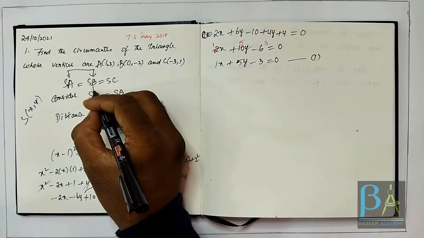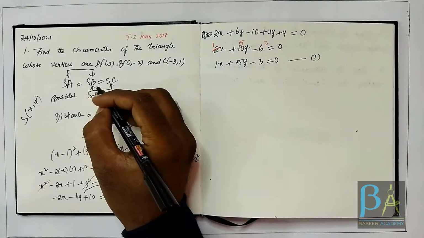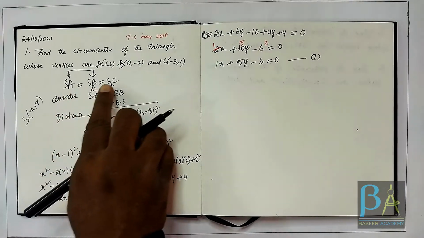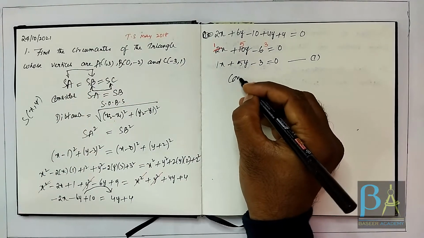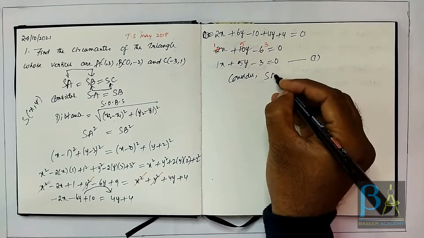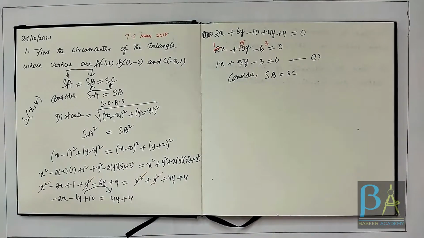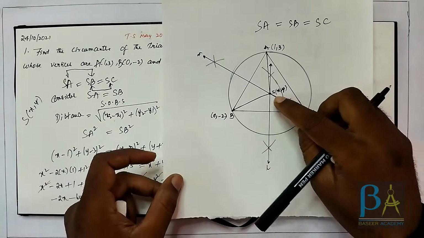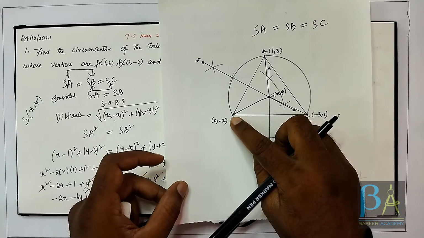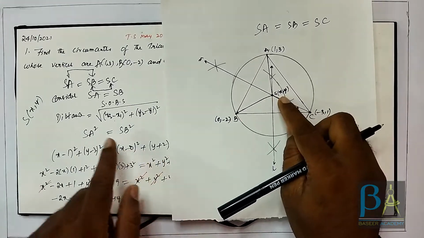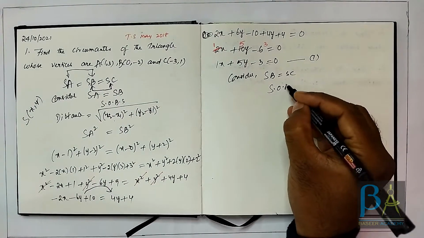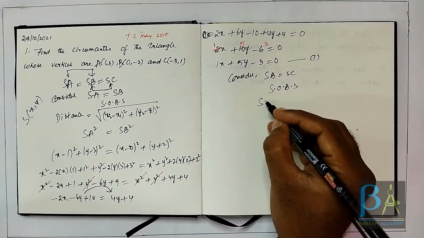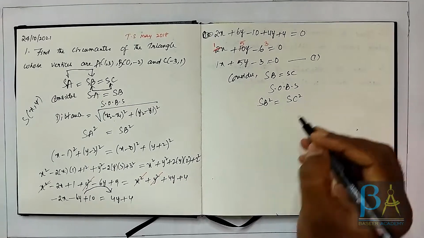Now I can consider SB is equal to SC. You can even consider SA is equal to SC. It is your personal choice. But for now, let me consider SB is equal to SC. Now what is SB? SB is nothing but the distance from S to the point B on the circle, and obviously the distance formula will have a square root in it. Just so we get rid of the square root, let us square the equation on both sides. So I'm going to square the left hand side and I'm going to square the right hand side.